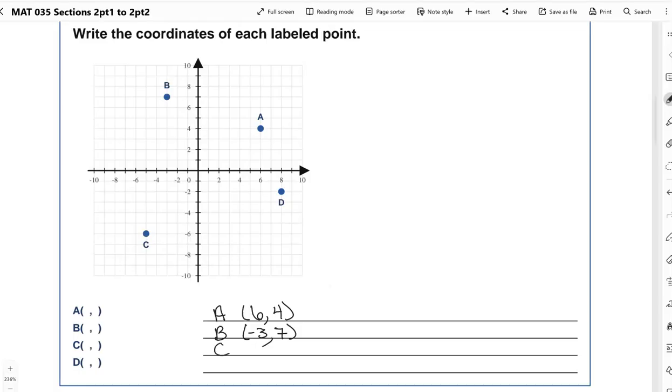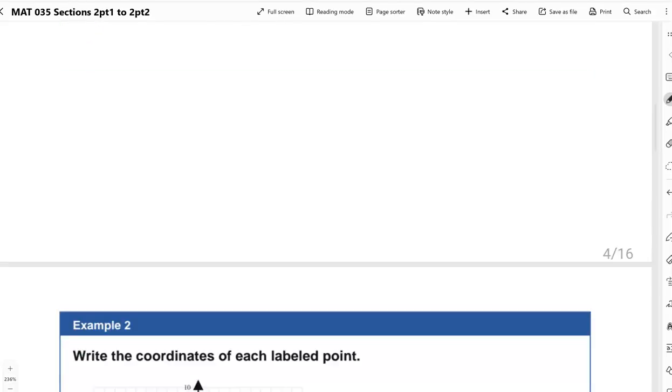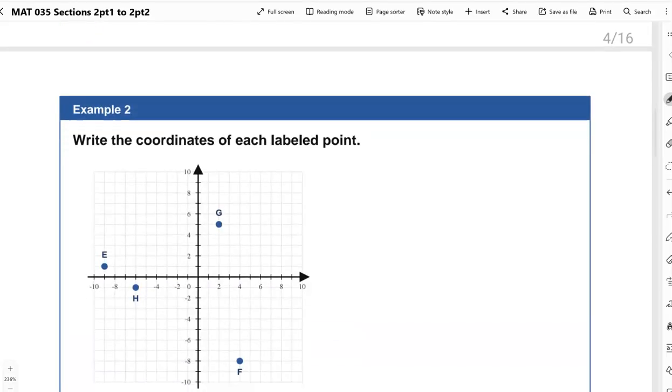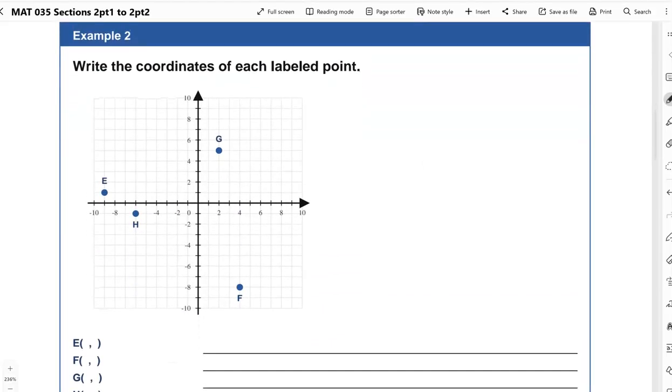C, to get there from the origin, we're moving left 5 and then down 6. So left 5 would be a -5, down 6 would be a -6. And then D is in quadrant 4. So I'm going to move from the origin right 8, down 2. So +8 and -2. So this is where you may want to pause the video, come back, check your answers.